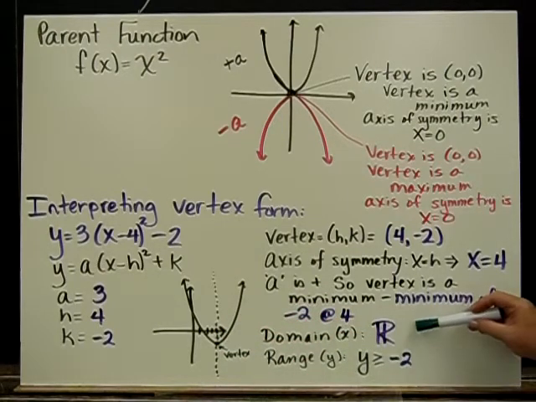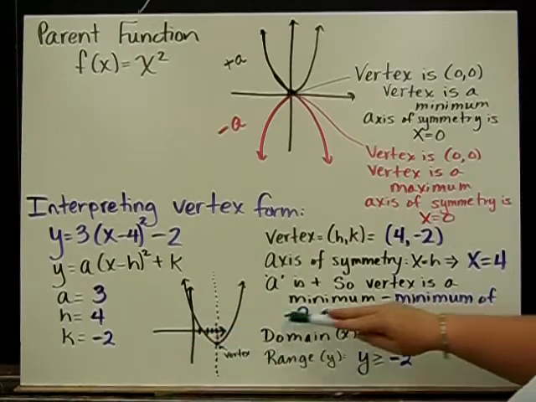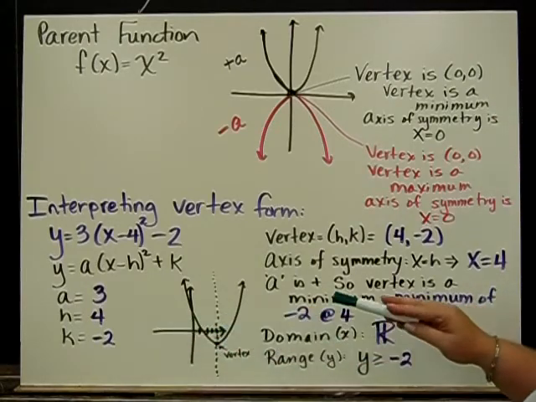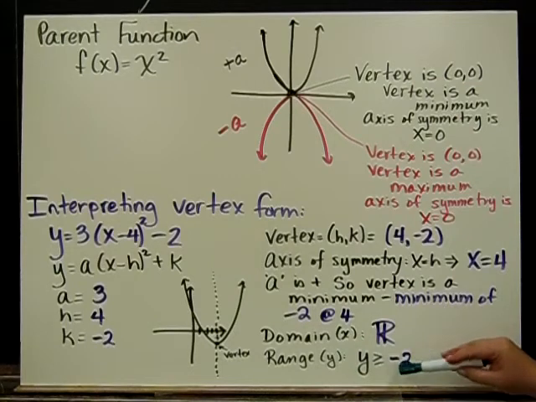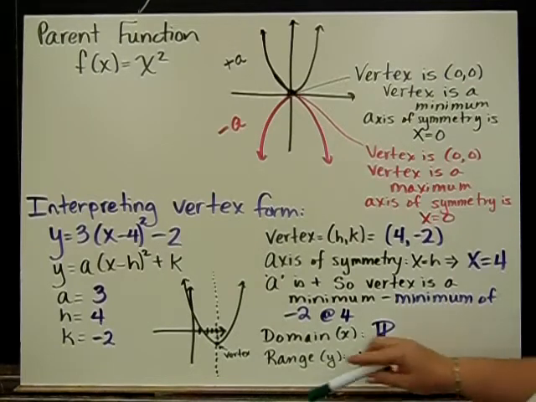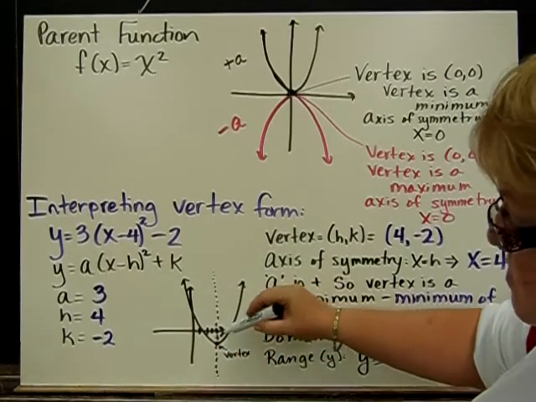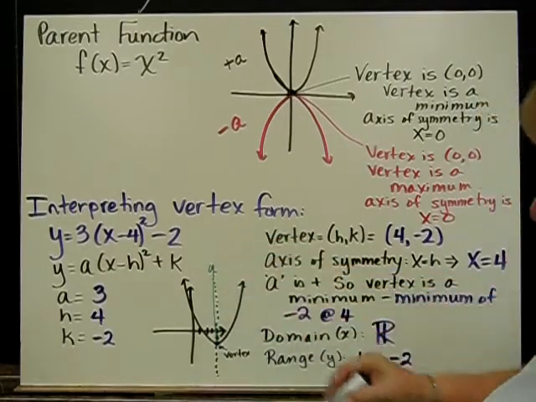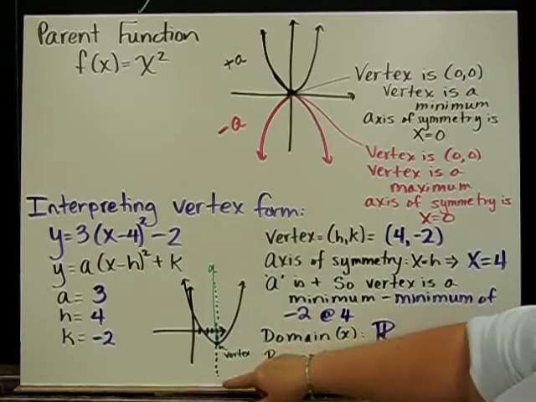The domain, which are our x values, are all real numbers because we can put in any number on the x-axis that we want to. Our range is y greater than or equal to negative 2 because our lowest point is negative 2, and y is only going to get bigger. It will never be smaller.